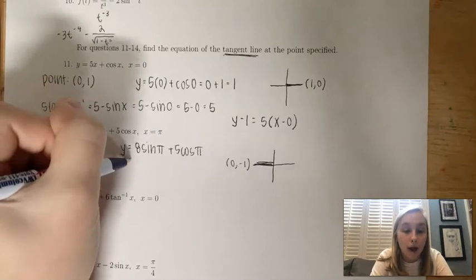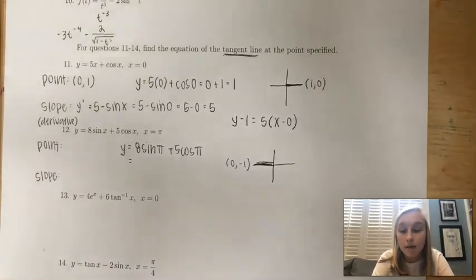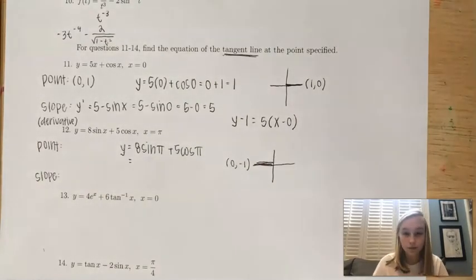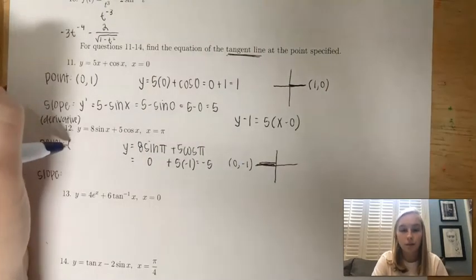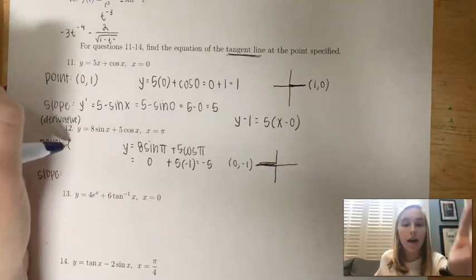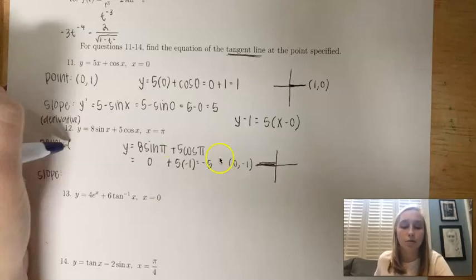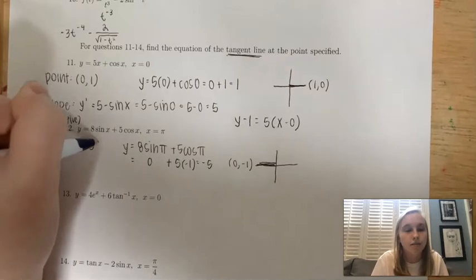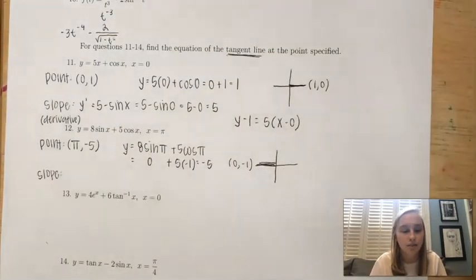When you plug it into the y value, you will get 8 times sine of pi, which is actually 0. So you'll get 0. And then for the next one, 5 times cosine of pi, ignore the wrong point, that's wrong. You'll get 5 times -1 equals -5. So 0 plus -5 equals -5. So your point is going to be pi, -5. I'm so sorry that was so complicated. Please don't lose faith in this video.